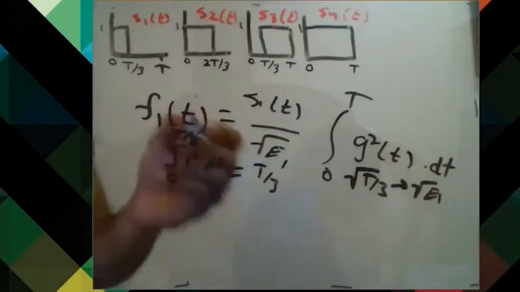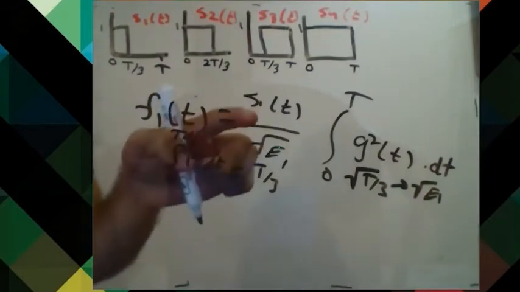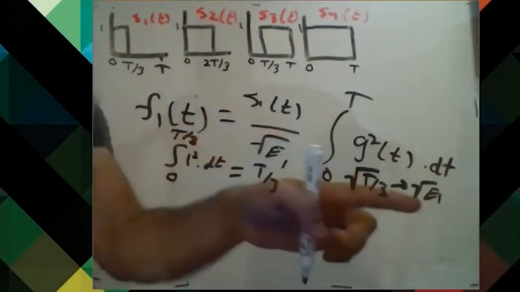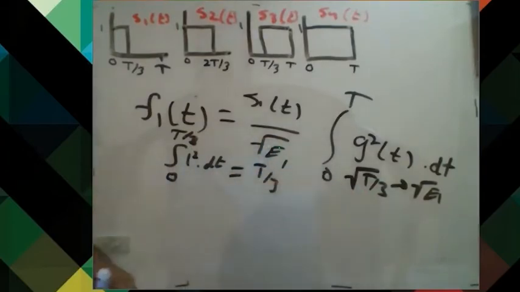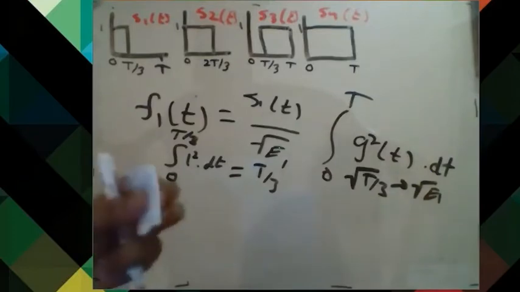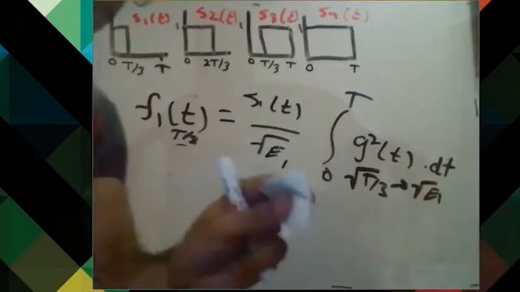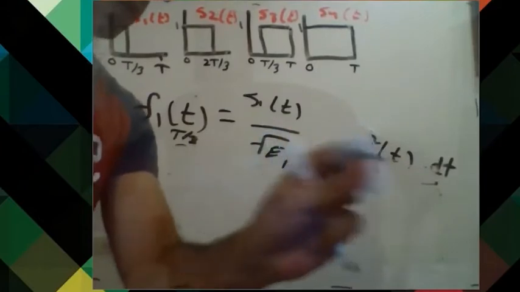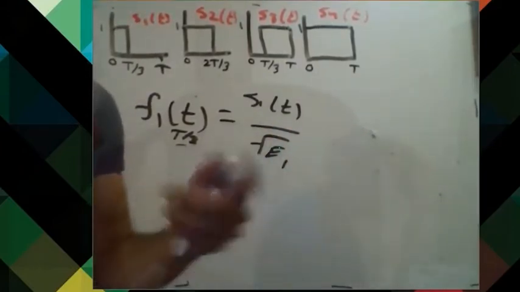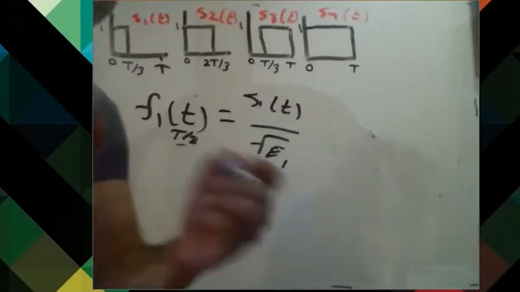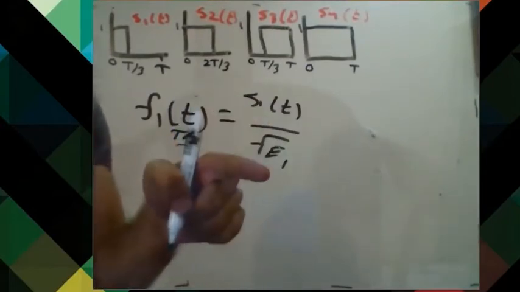So what do I do now? I have to divide S1 by the square root of E1, or the square root of T/3. You will have to remember these values because I have very little space to solve this problem, and I'll be rubbing off these statements frequently. So divide S1 by the square root of T/3.